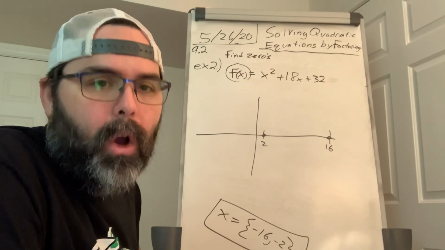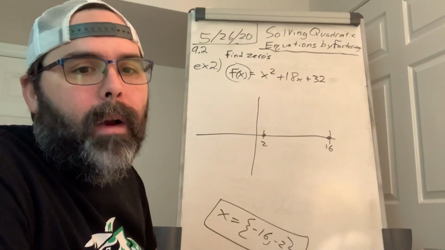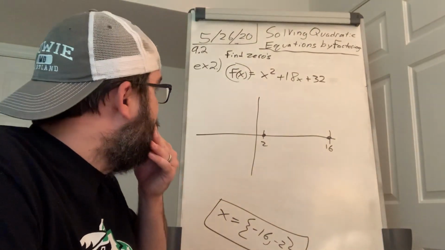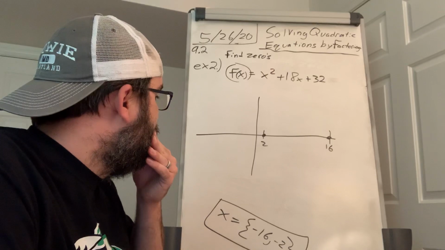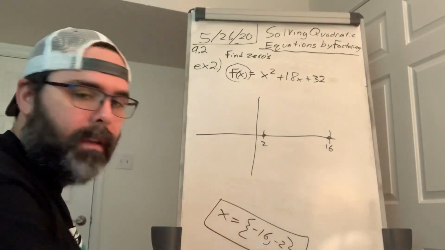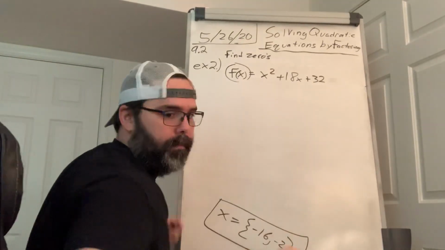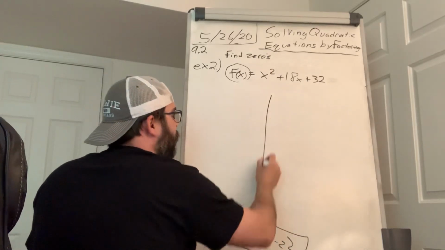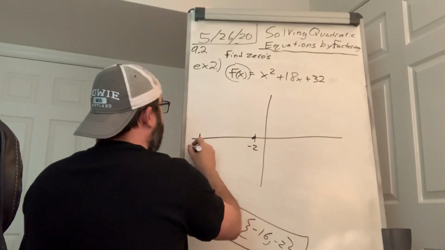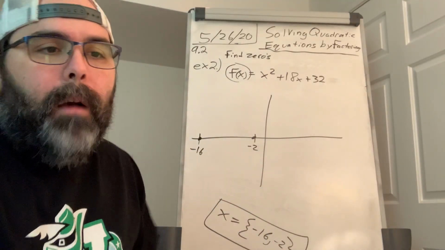Mr. Mylan, why was it positive 2 and positive 16? Oh, I see what you're saying. You're right, it shouldn't have been. It should be negative 2 and negative 16. Thank you, Tahani. It should have been negative 2 and negative 16. Good catch, thank you.